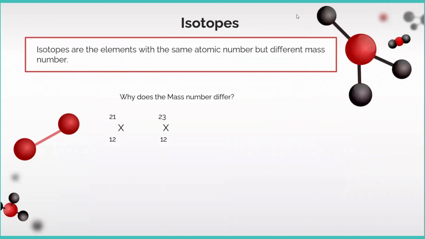Moving ahead, we have an interesting topic that is isotopes. So what are isotopes? Isotopes are the elements with the same atomic number but different mass number. So looking over here, we can see we have 2 elements, both are X. Here we have 12 as our atomic number, but 21 as our mass number and 23 as our mass number here. So these 2 elements are isotopes because their atomic number is the same, but the mass number differs.